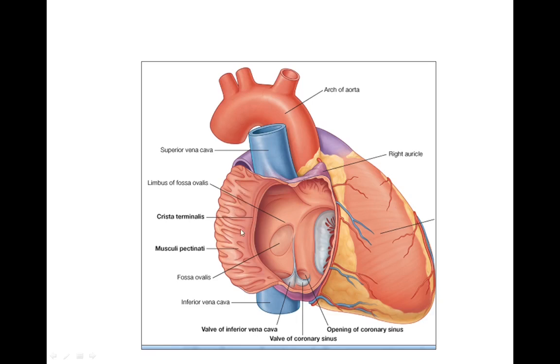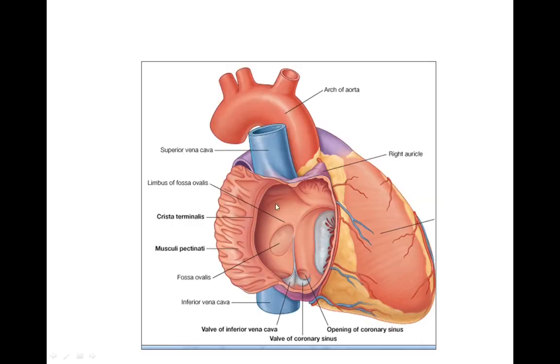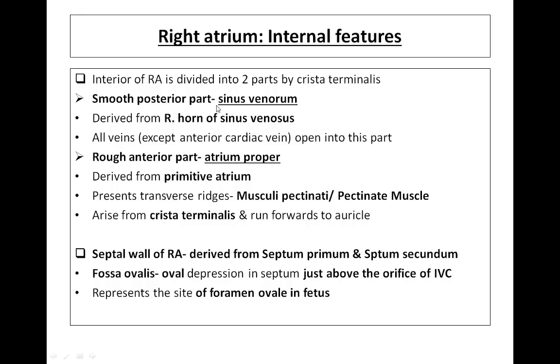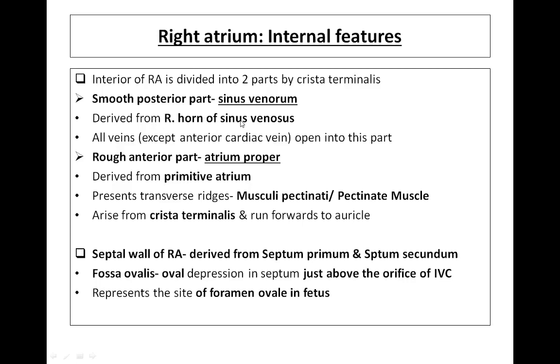So this is your rough part. Have you seen? There are some ridges, that is why this is rough, and this is your smooth part. The smooth posterior part, which is formed by the interatrial septum, is also known as the sinus venarum, derived from the right horn of the sinus venosus. I already covered development, you know. So the smooth posterior part is known as the sinus venarum, derived from the right horn of the sinus venosus.